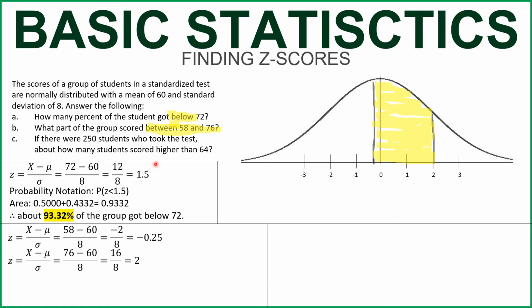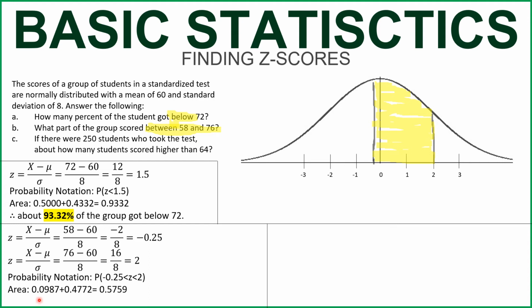Next thing is, we get the probability notation. Since it is between, sabi nga dun sa na-discuss sa previous slide, kapag between, paano yung probability notation natin? Magiging Z is greater than negative 0.25 but less than 2. So, kuhanin na natin yung area.